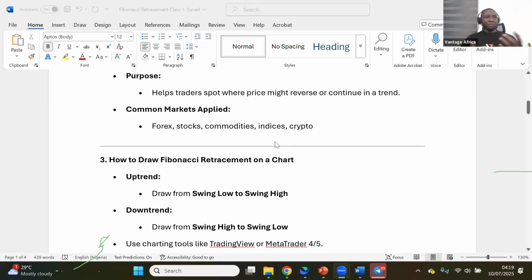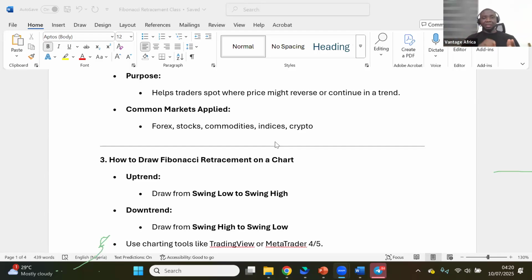So what instruments can you use Fibonacci on? You can use it on all instruments: Forex, stocks, commodities, indices, crypto. I have used it for all kinds of instruments. I use it to trade all kinds of instruments. So there is no restriction. It doesn't work that way, where it works for this but doesn't work for that.